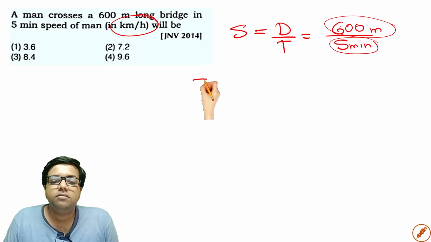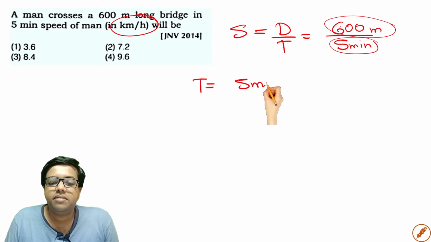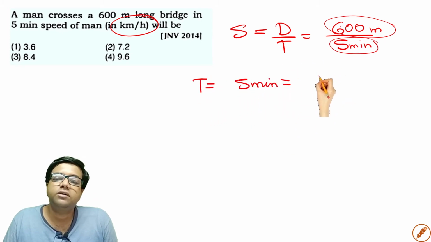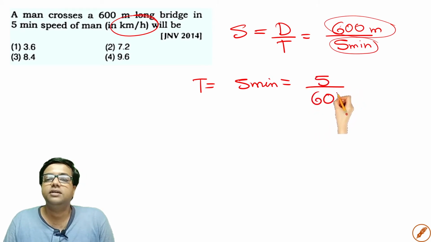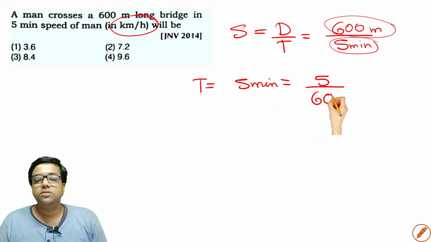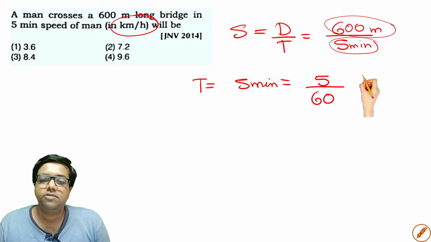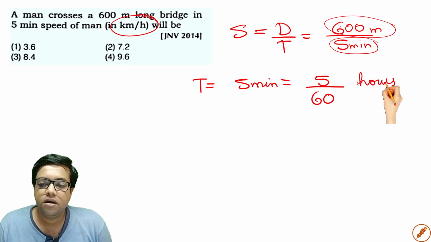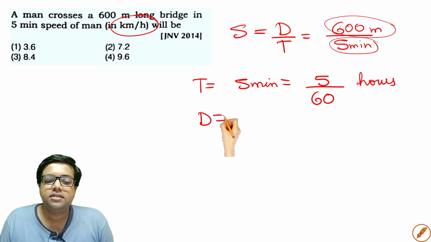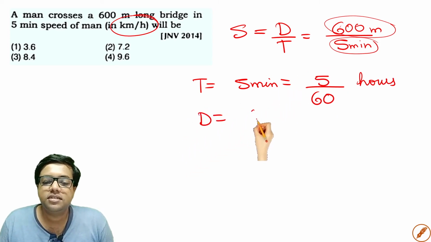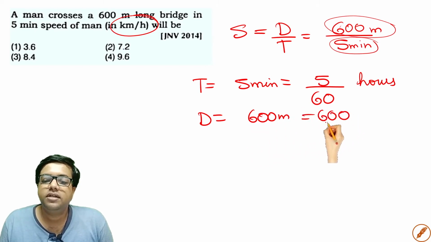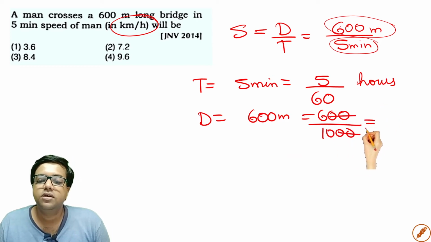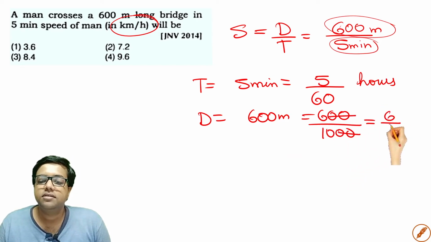So time, what can be the time? We have 5 minutes. In order to convert it into hours, what can we do? 5 by 60. We will divide it by 60, right? So this will be the time in hours. And what about the distance? Distance there is in 600 meters. In order to make it in kilometers, what will you do? You will divide it by 1000. 2 zeros goes away. So you are left with 6 by 10.